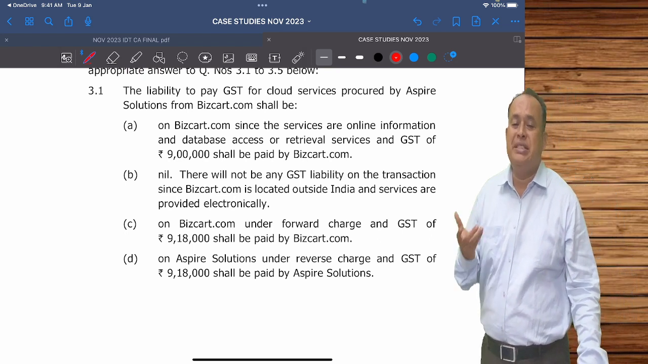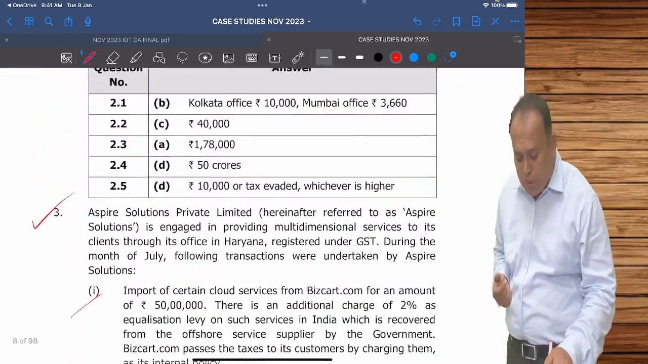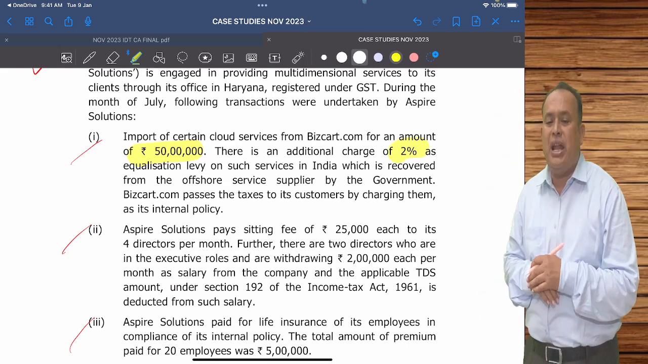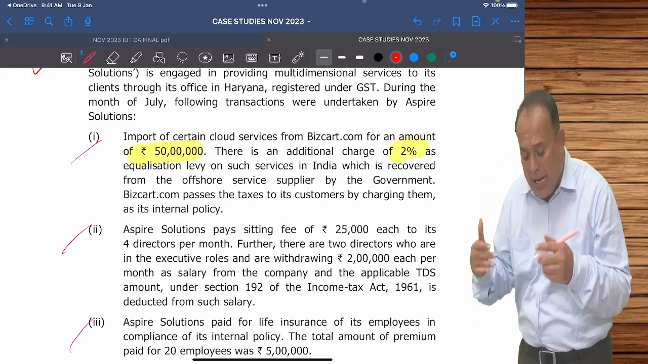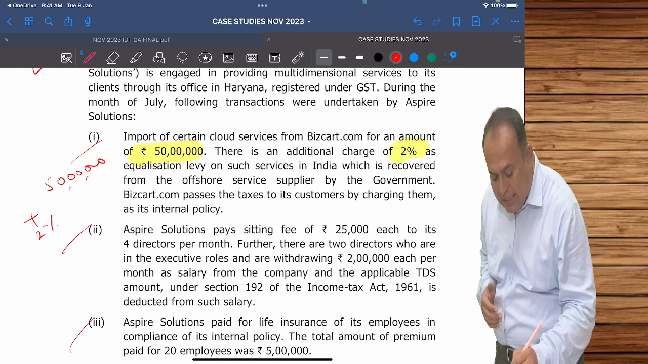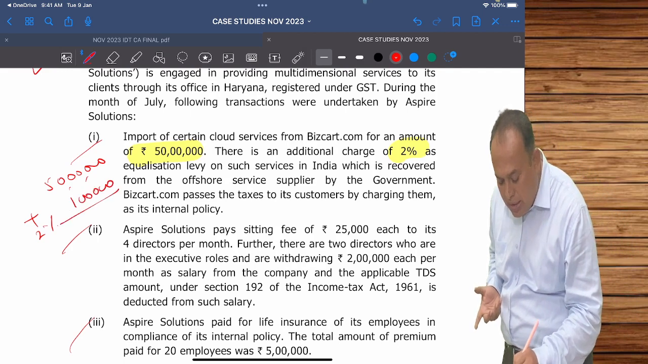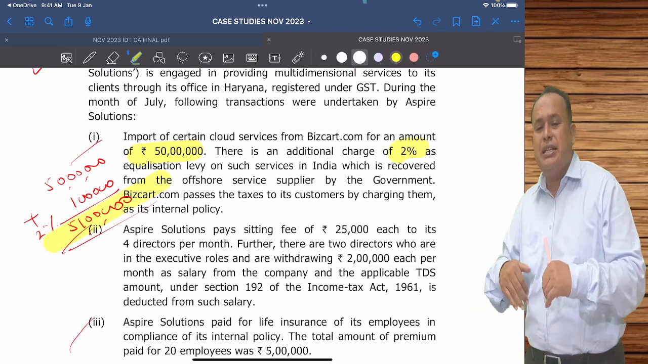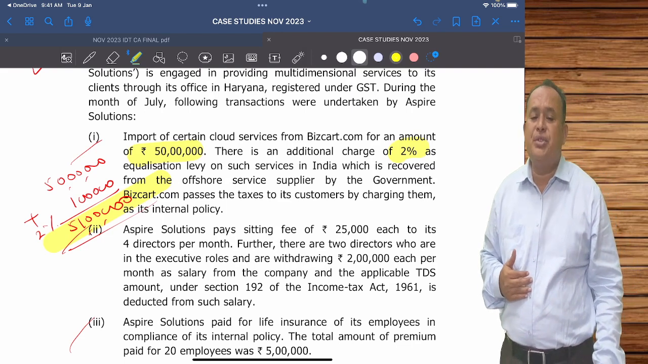The liability to pay GST for cloud services procured. So here, cloud services, what value did they procure? Cloud services 50 lakhs, and also there is a 2% equalization levy. That means the equalization levy should be added, because it is a tax other than GST. Therefore, here 50 lakhs plus 2% on 50 lakhs. On 50 lakhs, 2% is 1 lakh. Totally 51 lakh. 51 lakh is the value of taxable supply received. From where was it received? From outside India. Therefore, it is a reverse charge.